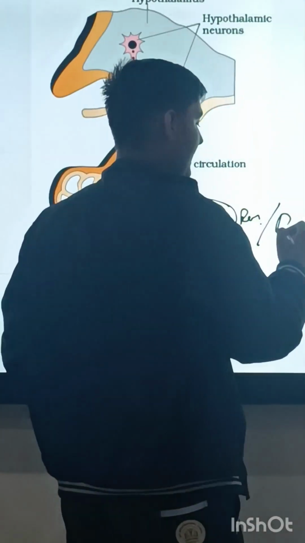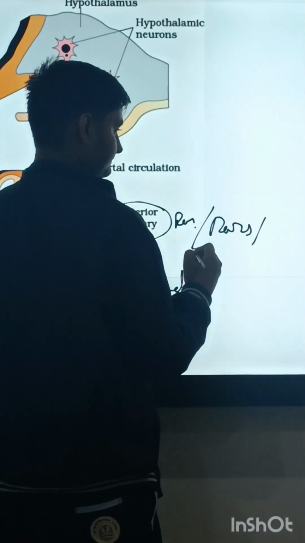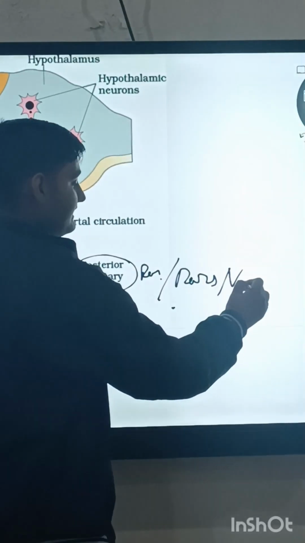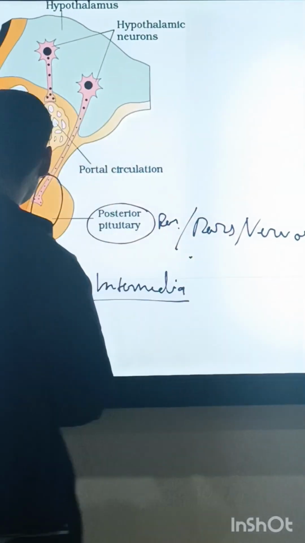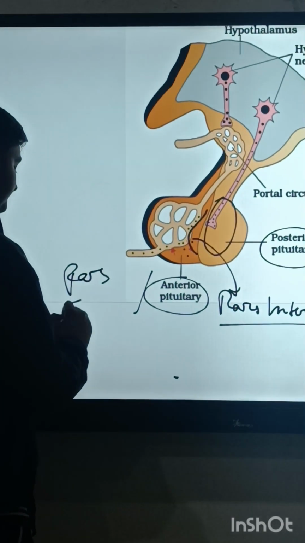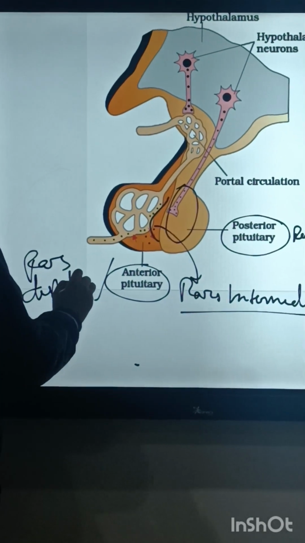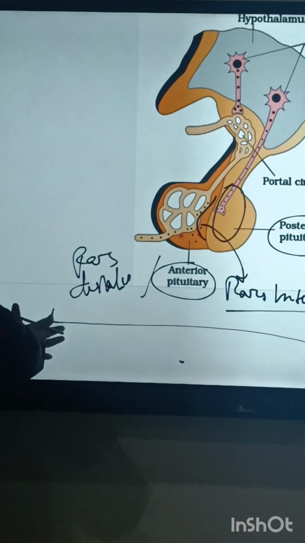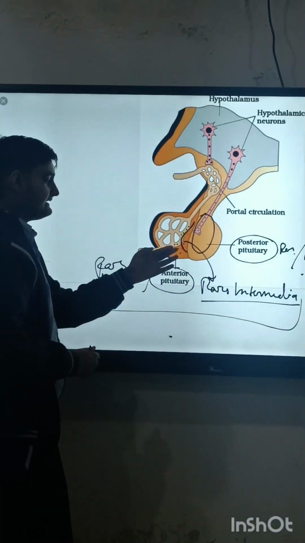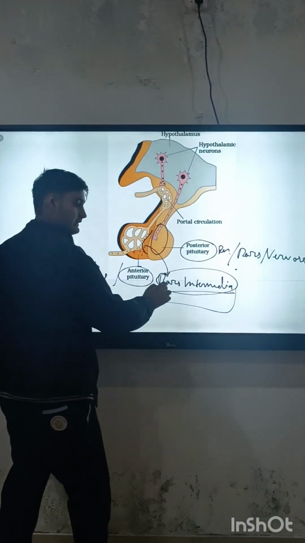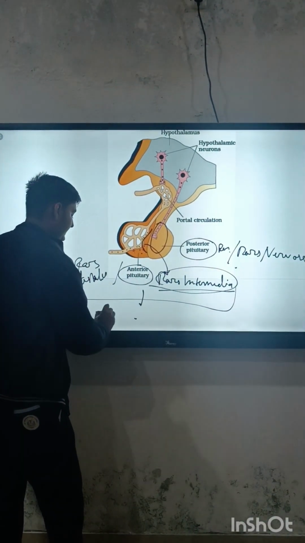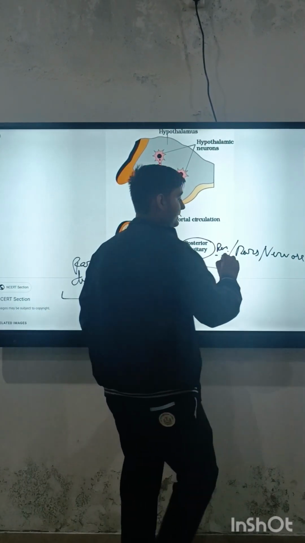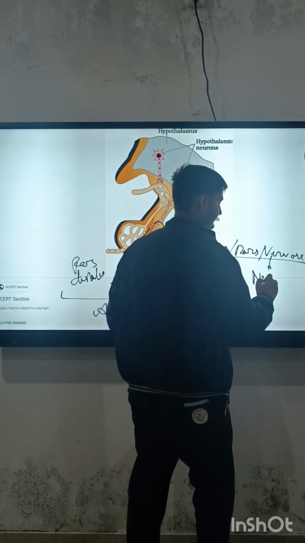This is also known as pars nervosa, and this part is known as pars distalis. This portion and this portion are pars intermedia and pars distalis. We can say that pars intermedia is only found in children. In adults, they are both known as adenohypophysis. And this part is known as neurohypophysis.